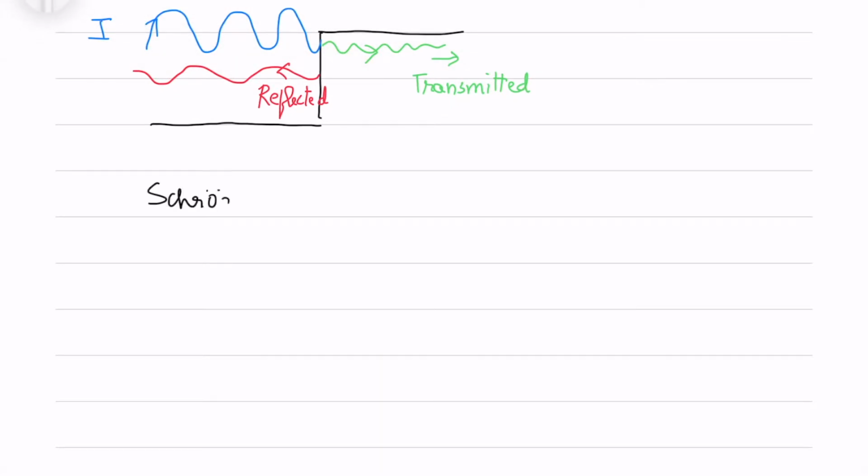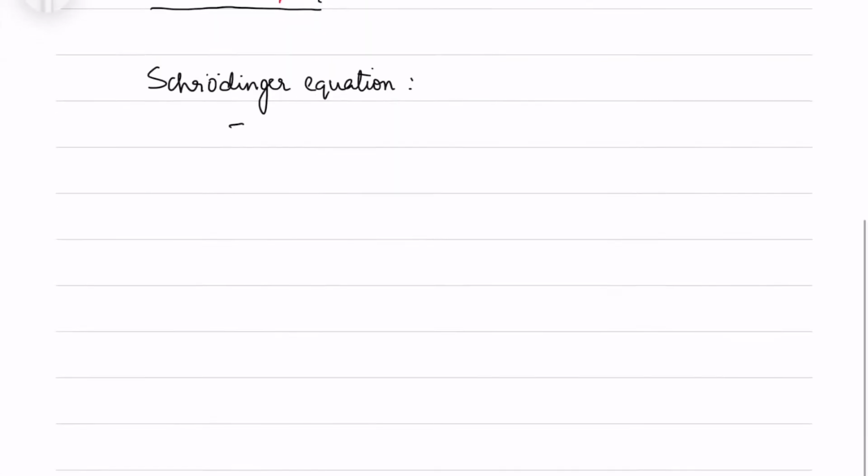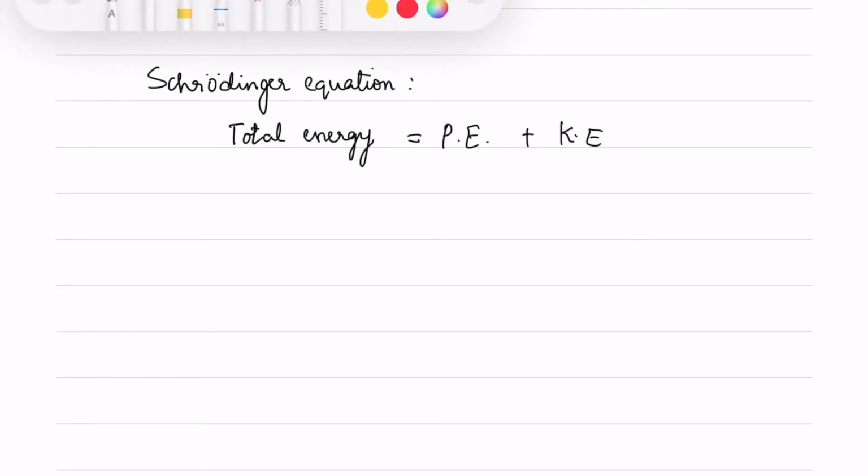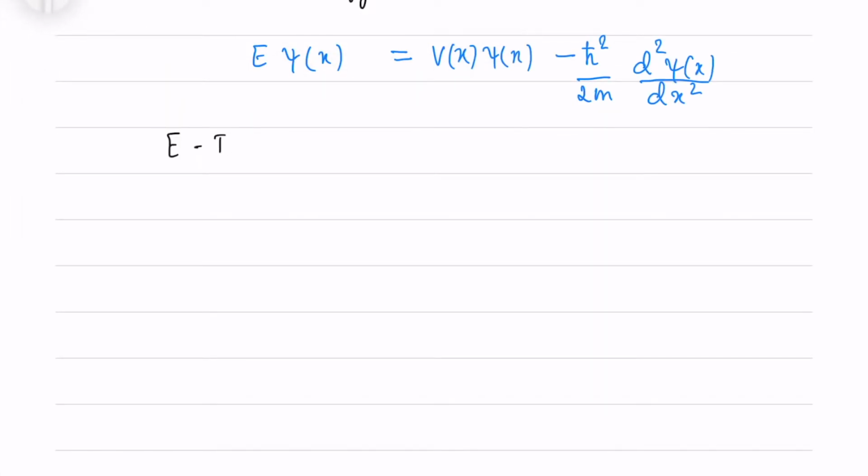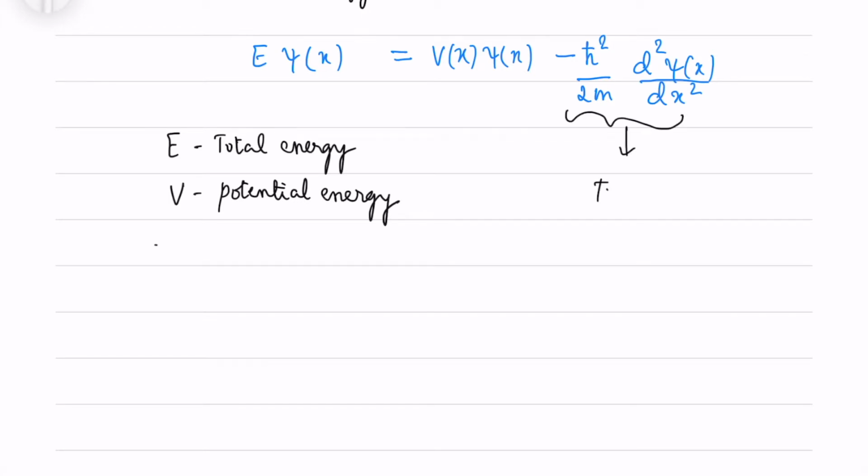So we have the Schrödinger equation, which is the total energy equals the potential energy plus the kinetic energy, and we will write the potential energy as V times the wave function and the kinetic energy as the second derivative of the wave function, and E is the total energy.